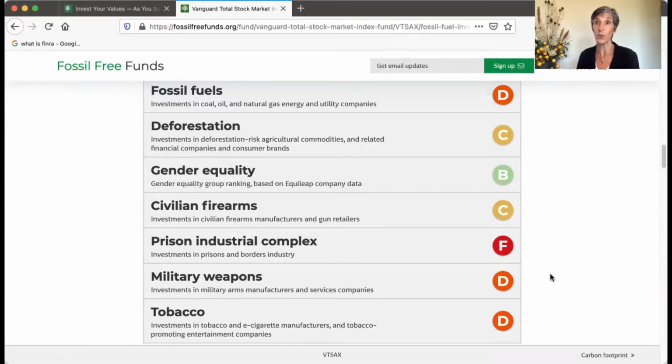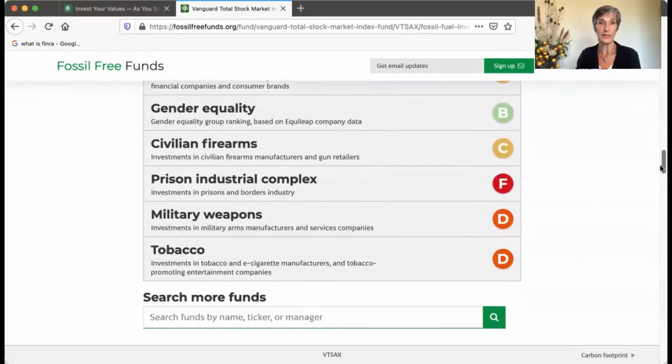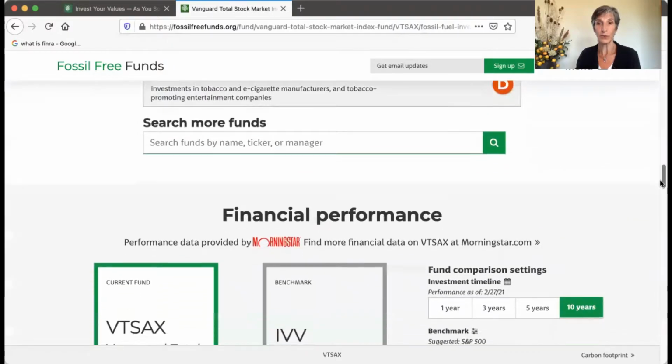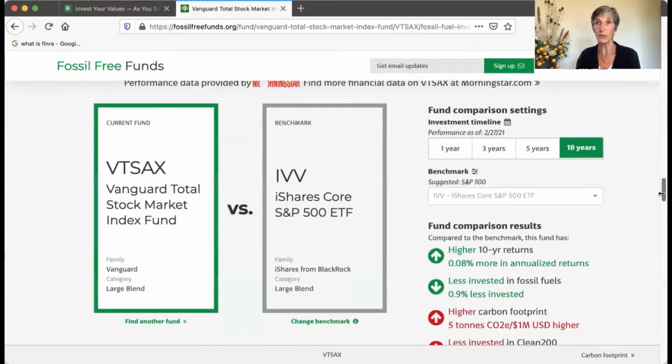I mean, it has 1 F in terms of the prison industrial complex. It has 3 Ds, a couple C's, and a B. So it is not a great performer in terms of many of the values that some of us may hold dear. We can continue to scroll down, and what we see here is really interesting.